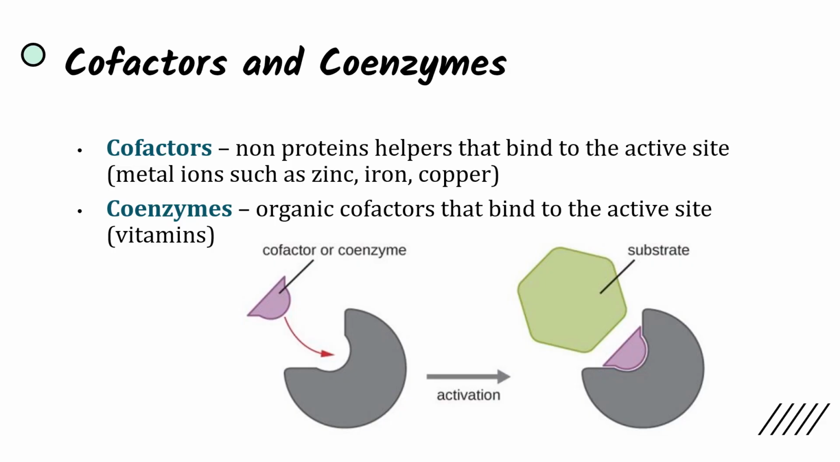As you can see, they bind to the active site of the enzyme, and the substrate would not have been able to bind to the active site had there not been this cofactor or coenzyme. The hexagon would not have fit into the circular shape here, but it only does so after the cofactor or coenzyme has been bound to the active site.